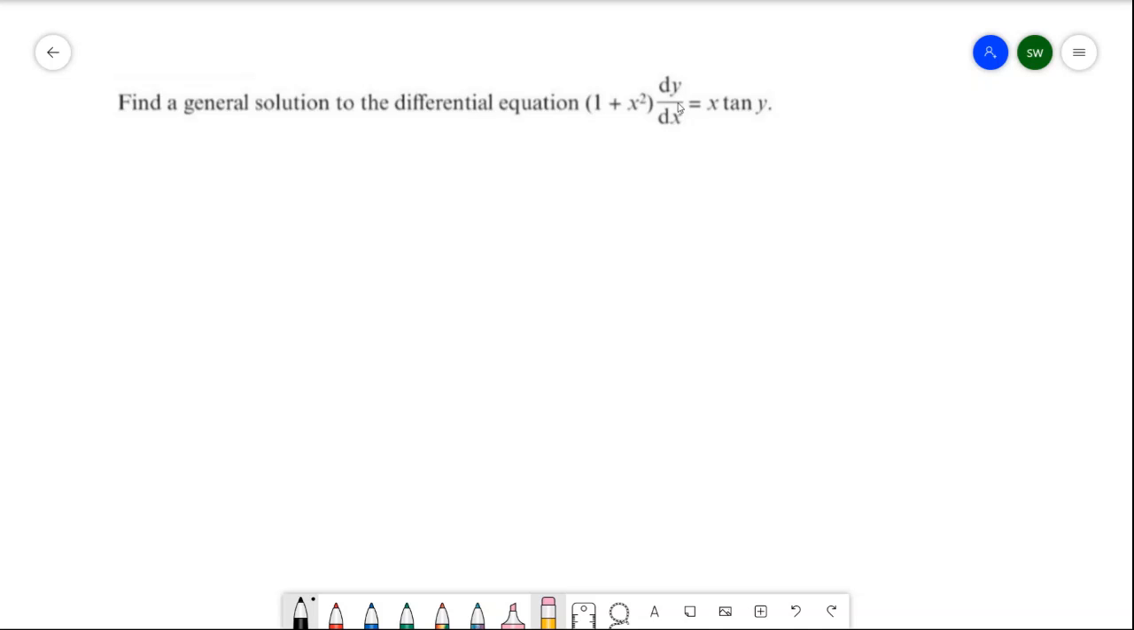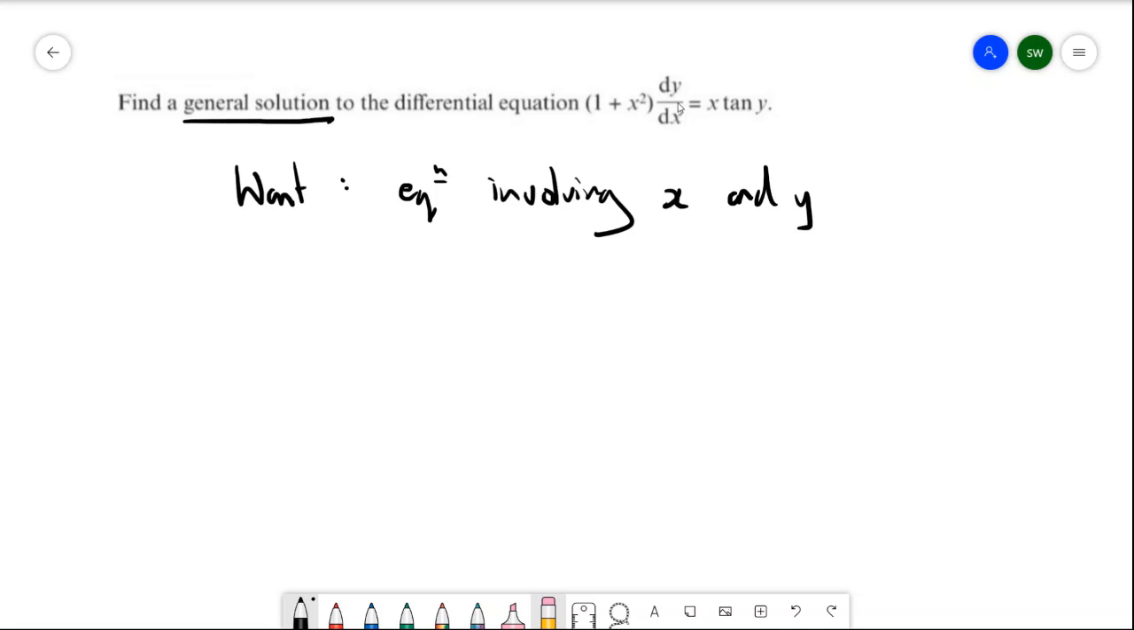So what we want to do is get an equation which just involves x and y. This is kind of what we want when it says find the general solution. The general solution is going to be an equation involving x and y, and the important thing is it's not going to have dy by dx in it.